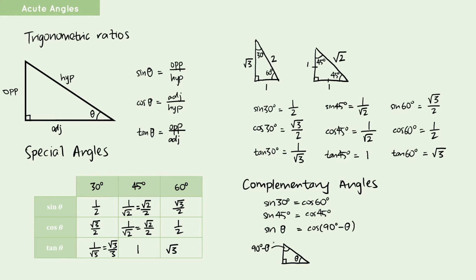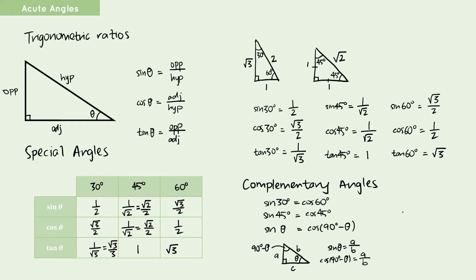So if we consider sine of theta, let's say we just label this A, B, and C. Sine of theta will be opposite over hypotenuse. We will get A over B. Sine theta equals A over B. If we consider cosine of 90 degrees minus theta, cosine is adjacent over hypotenuse. So adjacent, which is A, over hypotenuse, which is B. So you can see that they are equal.